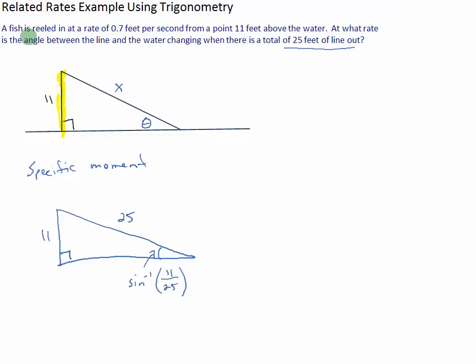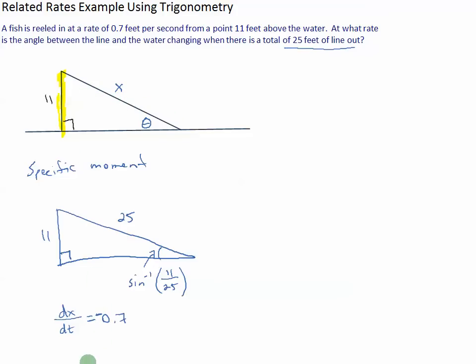Something else we know at the specific moment is the fish is reeled in at a rate of 0.7 feet per second. So that's how fast the fishing line is moving. So that's dx/dt is 0.7 feet per second. And again, my units are all consistent here: feet for length and seconds for time. And so I'm not going to put my units in my labels here. Now, x, however, is getting smaller, right? So that is a negative rate of change because x is shrinking.